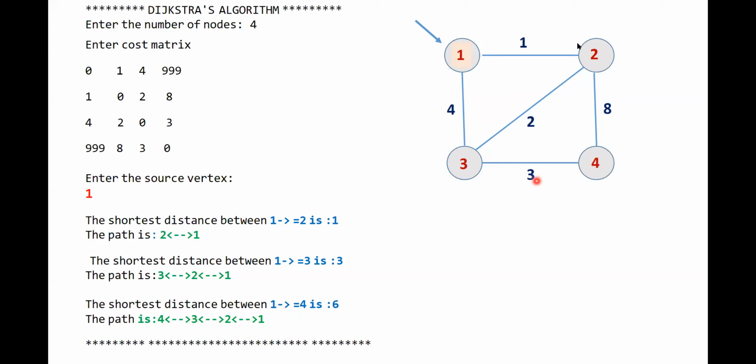Any other path, if you consider, will be more than 6. So this is considered the best shortest possible path from 1 to 4. Okay, I think you have understood the output of the graph with respect to one particular source node. This is how Dijkstra's algorithm works, and this is our agenda. This is the main purpose: to find the minimum or shortest path from one vertex to all remaining nodes of the given graph.